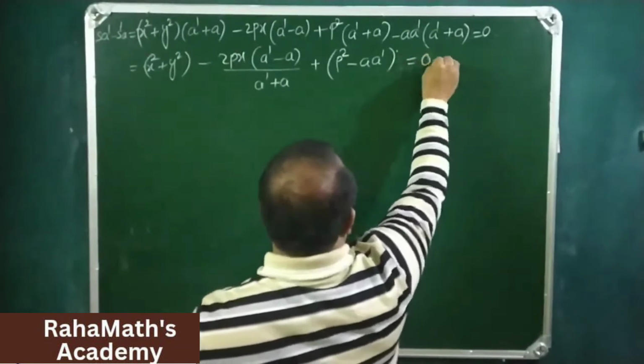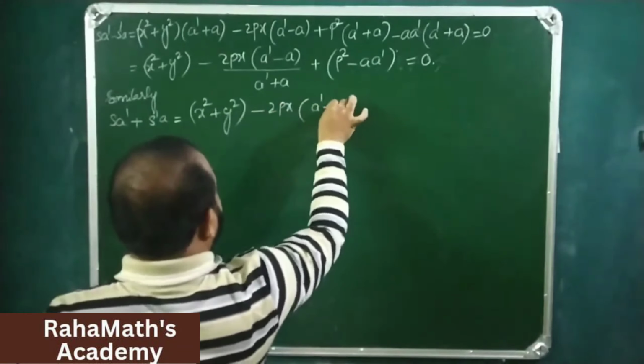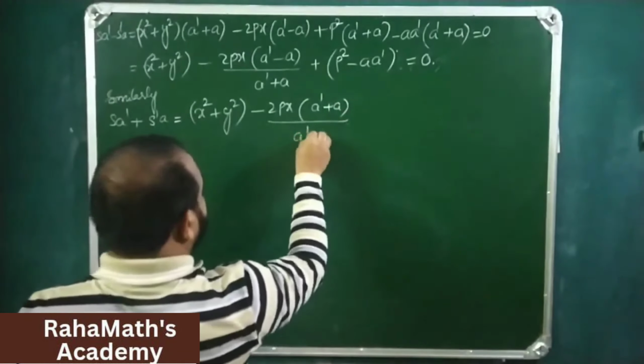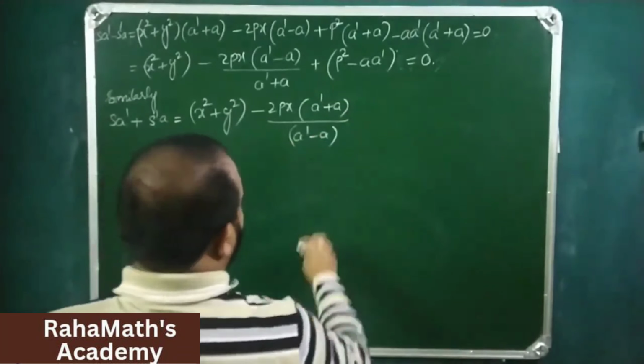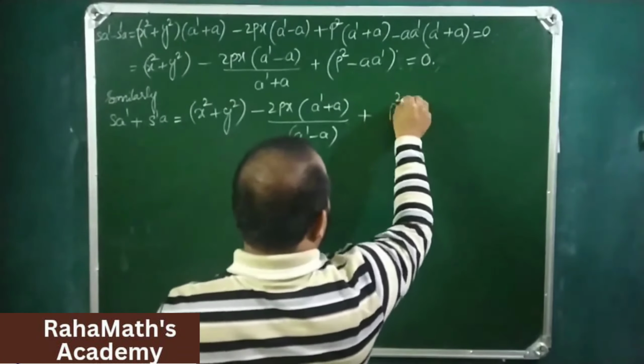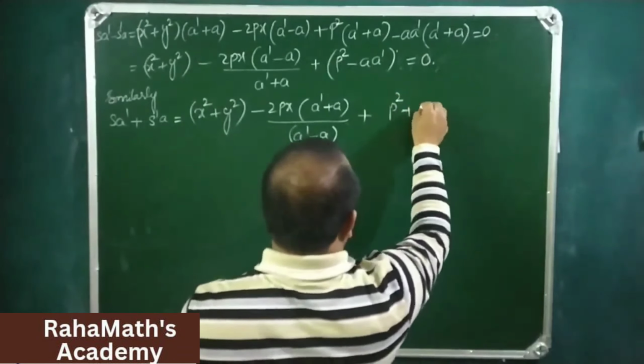This is s a dash minus s dash a. So similarly, s a dash plus s dash a is equal to, this is the same, x square plus y square minus 2px into a dash plus a by a dash minus a, plus p square plus a dash equals to 0.